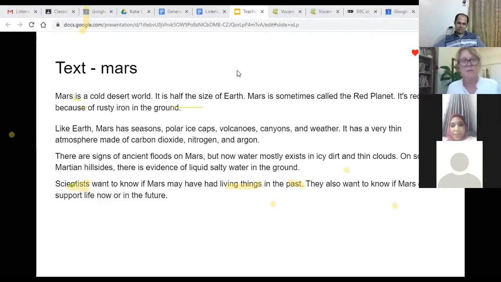I can't unmute people otherwise. Yeah, absolutely. So what we can do is, a dictagloss is a really good online activity for a variety of students. Should we have a quick chat and discussion about what other features of language you think that we could pick up on as a post-listening activity?